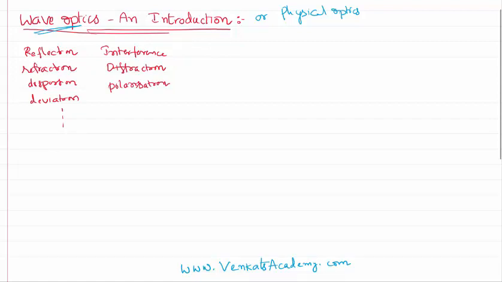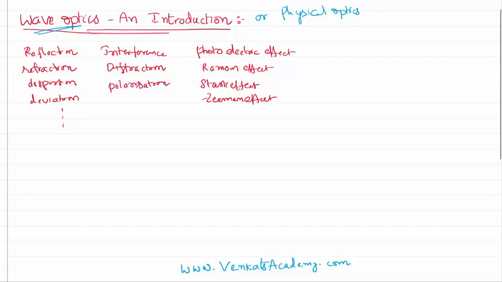Light also exhibits a third set of the properties like photoelectric effect, Raman effect, Stark effect, Zeeman effect, and so on. These are the modern day effects. These are three different categories of the properties of the light.